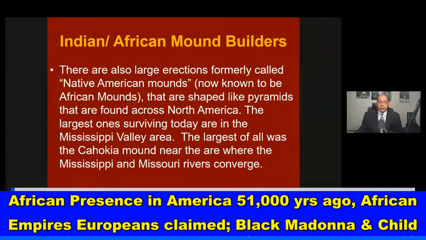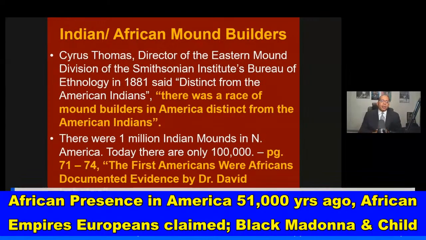Now, Cyrus Thomas, director of the Eastern Mound Division of the Smithsonian Institution's Bureau of Ethnology in 1881, said, quote, there was a race of mound builders in America distinct from the American Indians. Now, there were 1 million Indian mounds in North America, end quote. Today, there are only about 100,000. If you read pages 71 through 74 of The First Americans Were Africans, documented evidence by Dr. David Imhotep, he talks about these mounds.